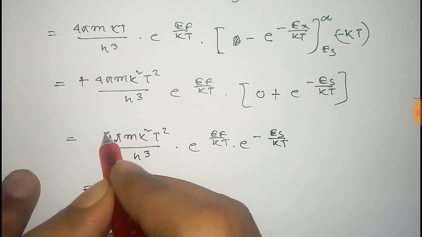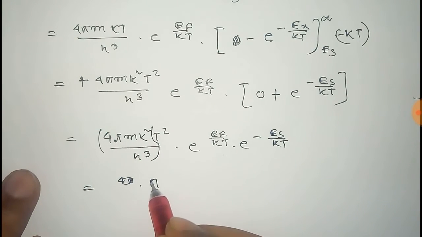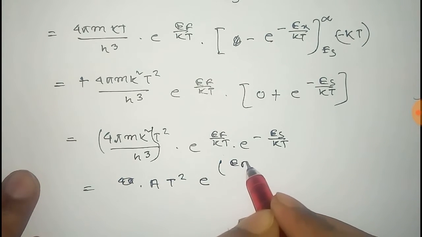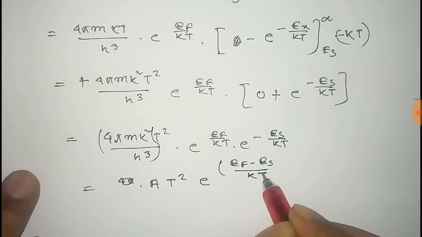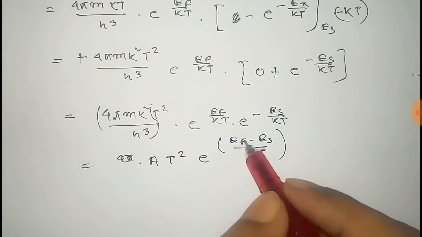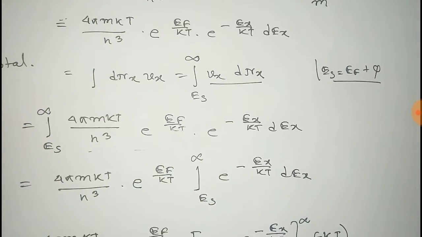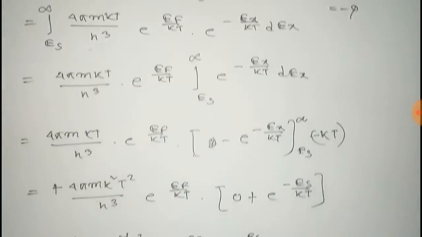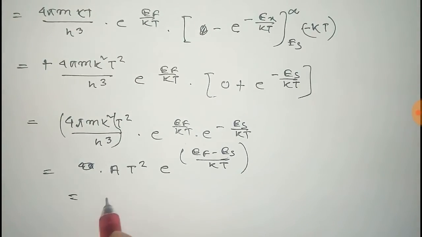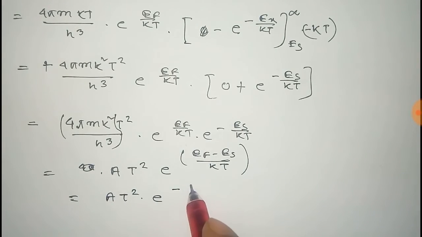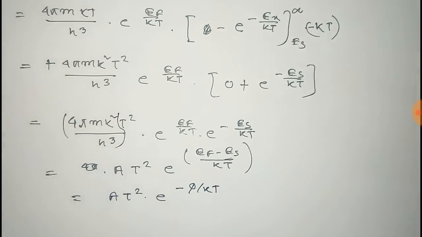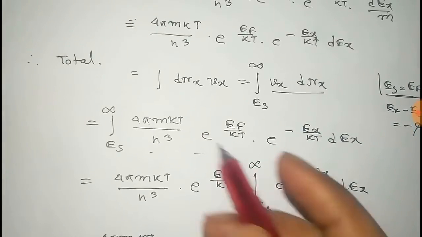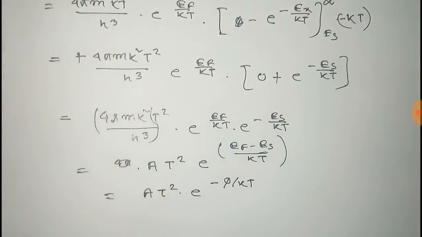So we take 4 pi m k square by h cube as a new constant A, and the remaining is T square e to the power (Ef minus Es) by kT. Now we can see that Ef minus Es equals minus phi. So put this value there, and it becomes A T square into e to the power minus phi by kT. Thus we get the value of the total number of electrons coming out of the metal.